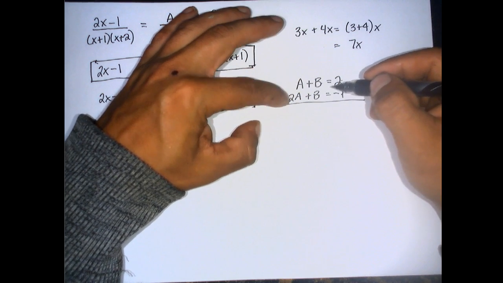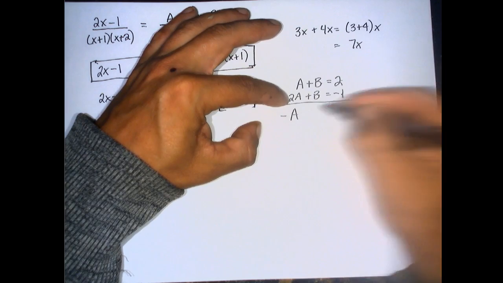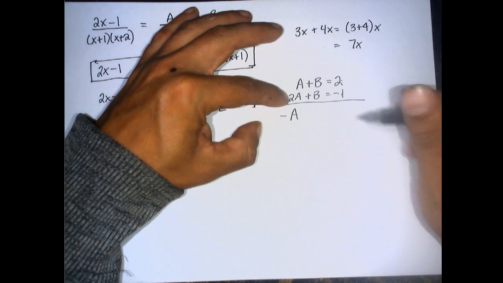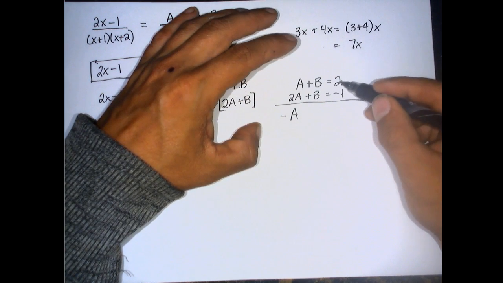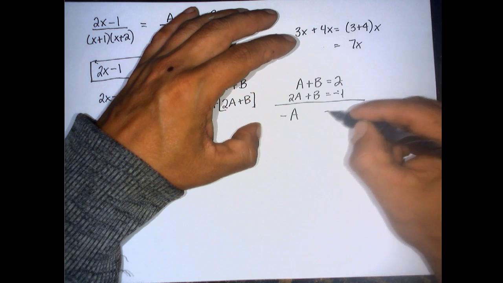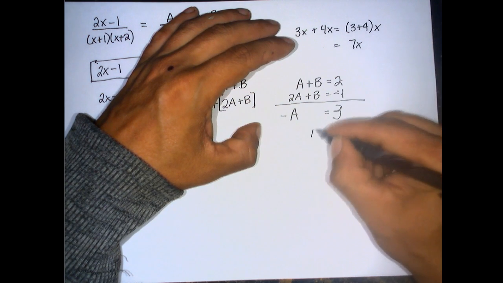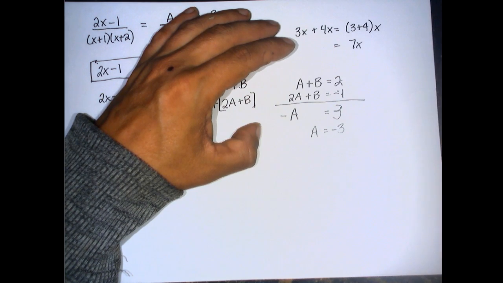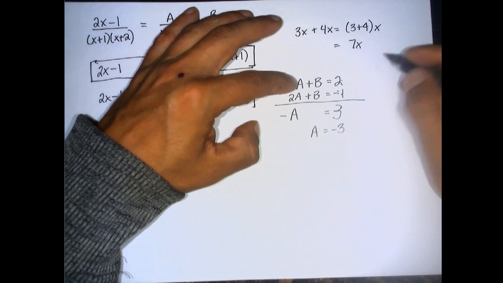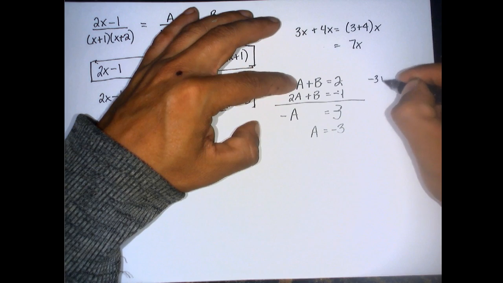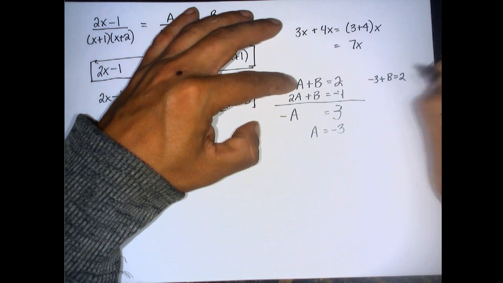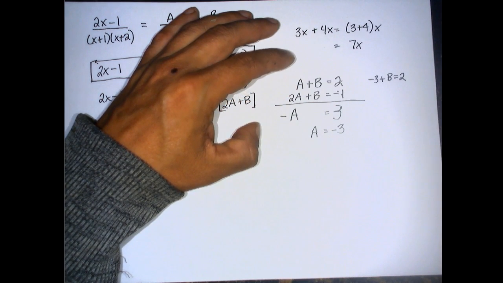A minus 2a is negative a. And 2 minus negative 1 is positive 3. So a is negative 3. Then we can go back into the top equation. Negative 3 plus b has to equal 2, and b doesn't equal 5. So I screwed up somewhere.